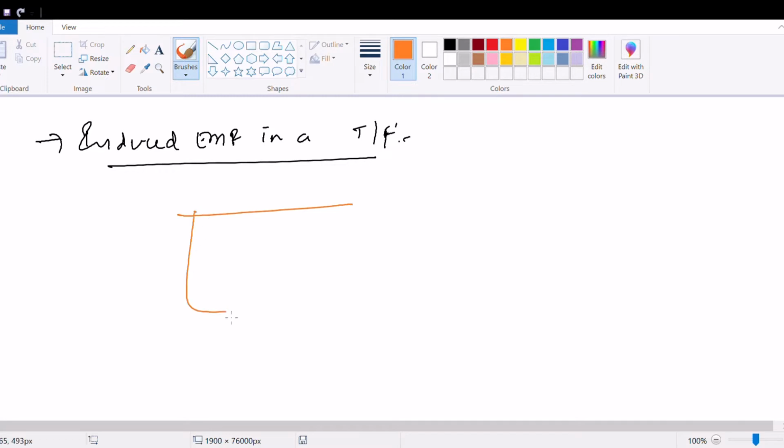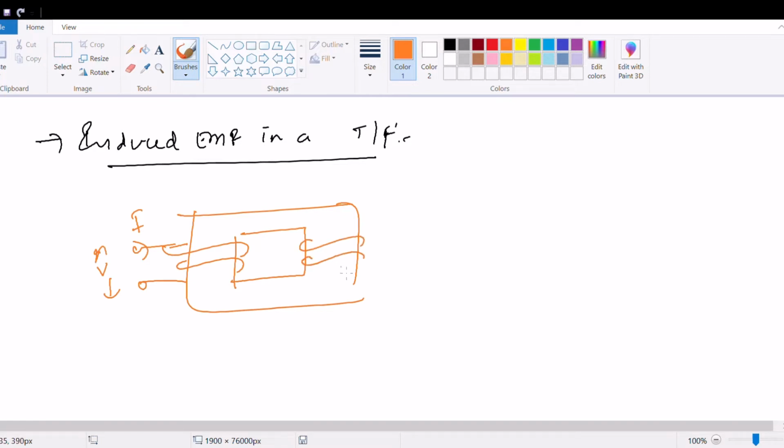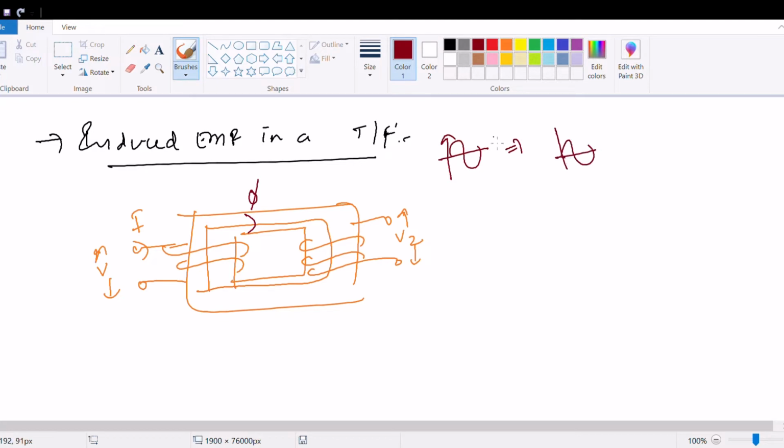So we have a transformer. Supply voltage and supply current, and these are the secondary terminals, and the flux direction is like this. So we know a transformer is a static device and it operates on a pulsating supply. That means the input voltage is a sinusoidal voltage, so therefore input voltage, and therefore input current, so therefore flux.